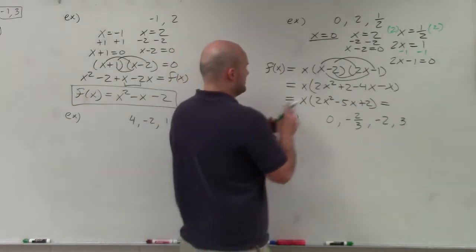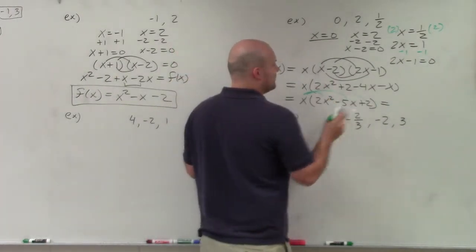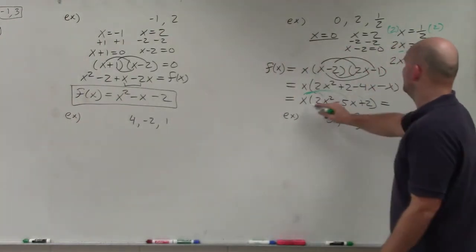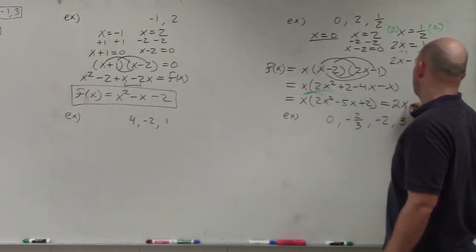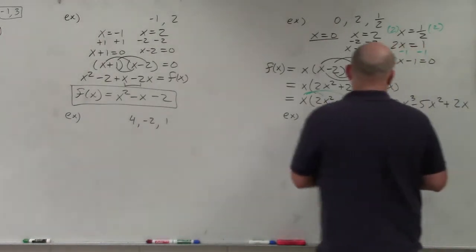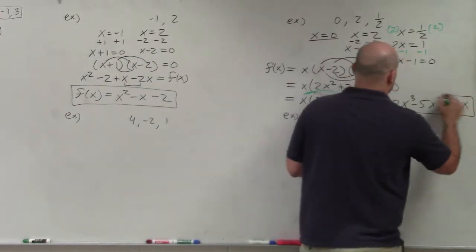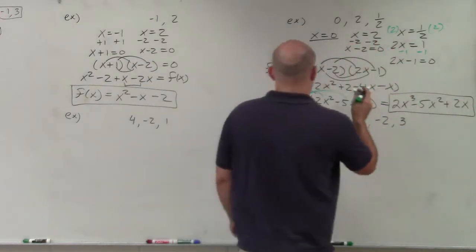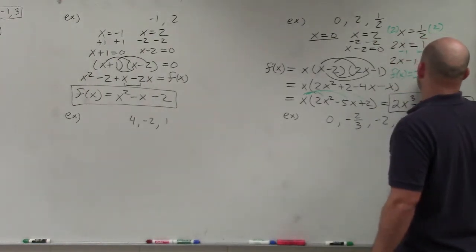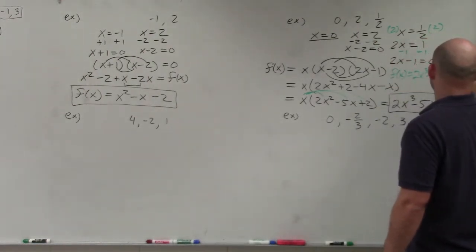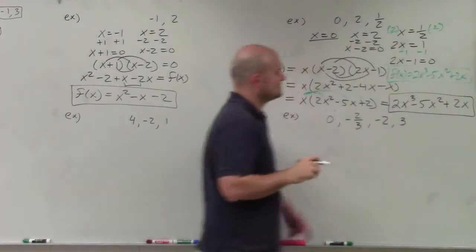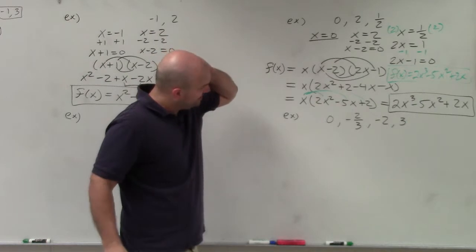Now we have to apply the distributive property again. And see, by showing all my work, I had to rewrite this. So therefore, now when I apply the distributive property, I get 2x cubed minus 5x squared plus 2x. So that is what my function equals. Or you could write it like this: f of x equals 2x cubed minus 5x squared plus 2x. I just didn't have room to write the f of x, but that's how you should write it as well.